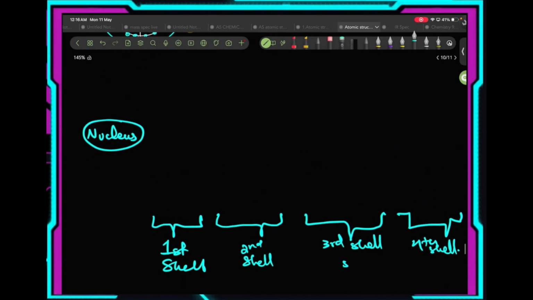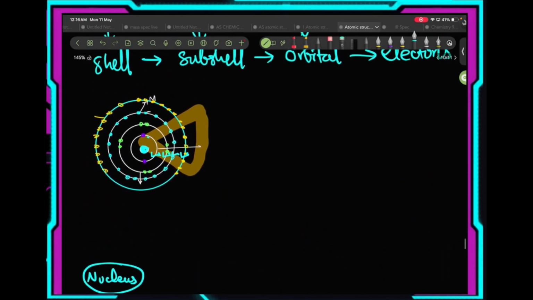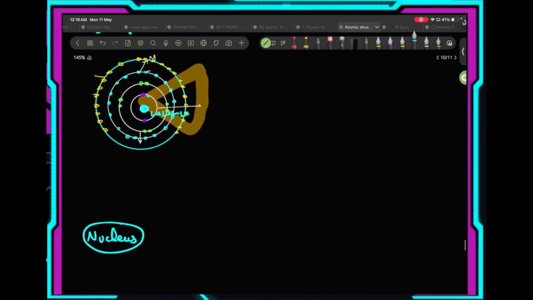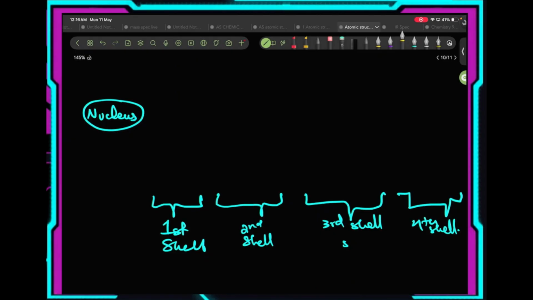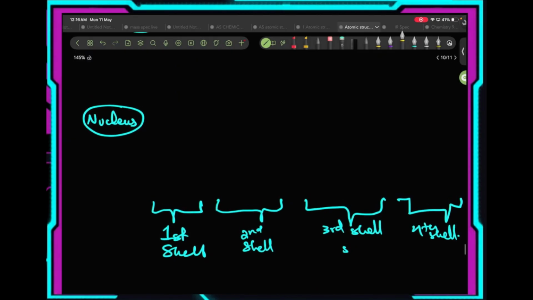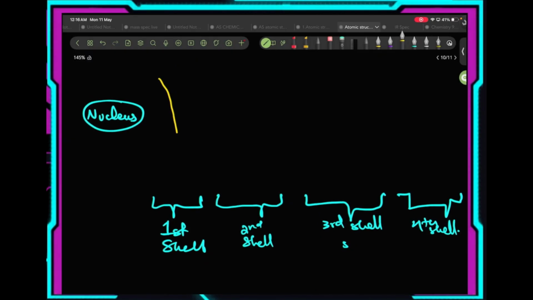Now inside these shells, what do we find? We find subshells. So in the first shell, how many subshells does the first shell have? There's only one subshell, which we call 1s, right? And it is closest to the nucleus because it is the subshell of the first shell.